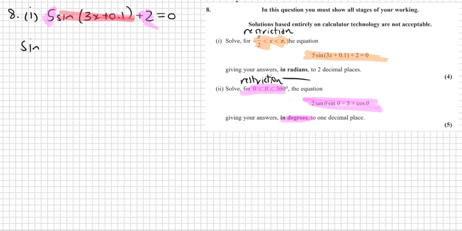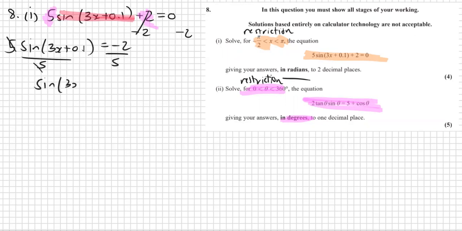So if we minus 2 from both sides, we will end up with 5 sine(3x + 0.1) in radians equals -2. Those cancel out, and we still have the 5. Then we divide both sides by 5. And these two cancel out. So we get sine(3x + 0.1 radians) is equal to -2/5.